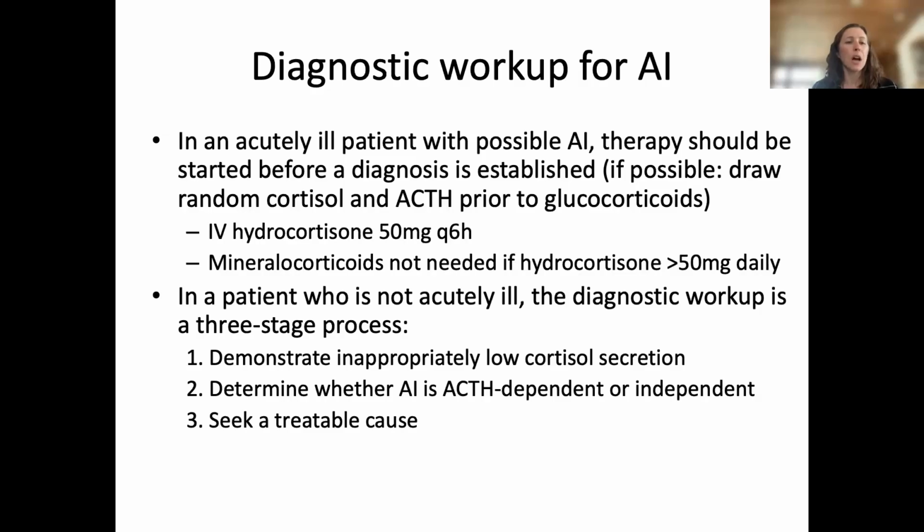In a person who is not acutely ill, the diagnostic workup of AI is a 3-stage process. First, to demonstrate inappropriately low cortisol secretion. Next, to determine whether the AI is ACTH dependent or independent. And third, to seek a treatable cause.